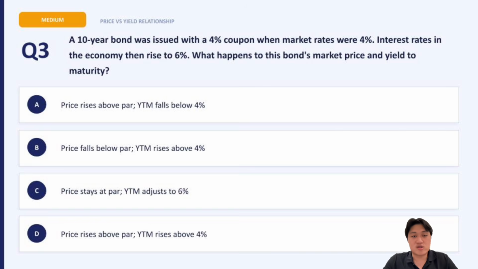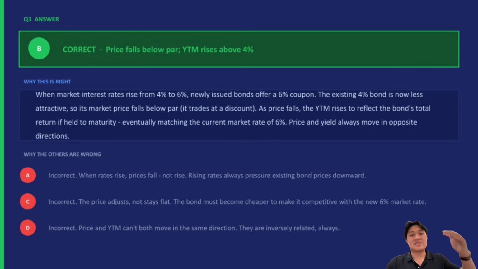Okay, the answer to question 3 is going to be B. The price actually falls and the yield to maturity rises above 4%. Remember, the yield and the price of a bond have an inverse relationship, meaning when the market interest rate rises from 4 to 6%, the newly issued bond is more attractive to investors. That means the 4% bond is less attractive, meaning that its market price falls.